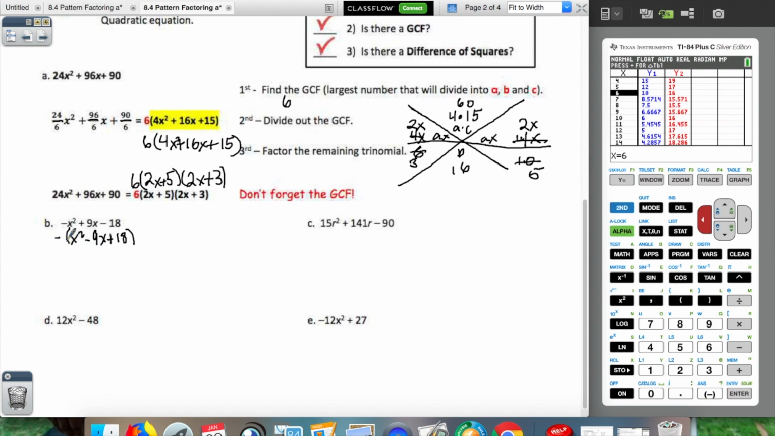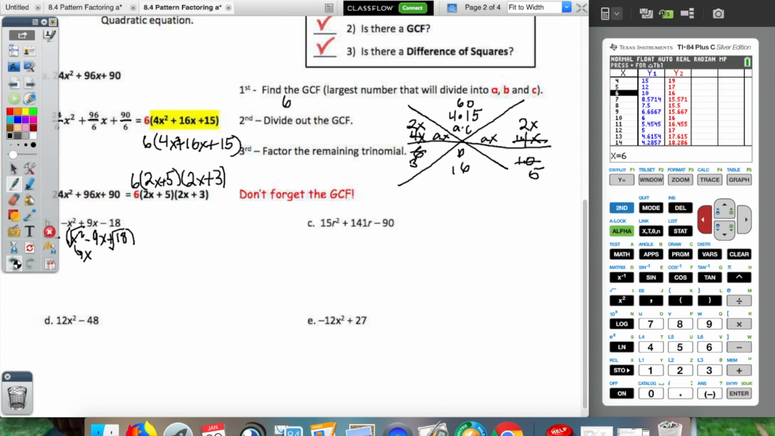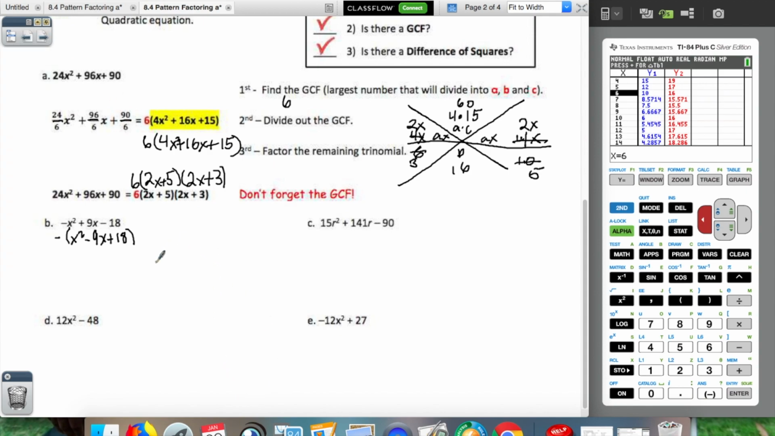What's the square root of x squared? Well, that's x. What's the square root of 18? Aw, man, you can't take the square root of 18. So, it's not a perfect square trinomial either. Let me just backtrack all of that. So now that we know it's not a difference of squares and it's not a perfect square trinomial, we're just going to have to go ahead and do it the old-fashioned way.